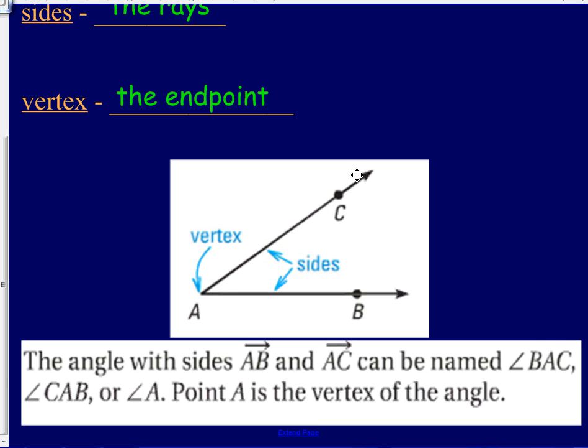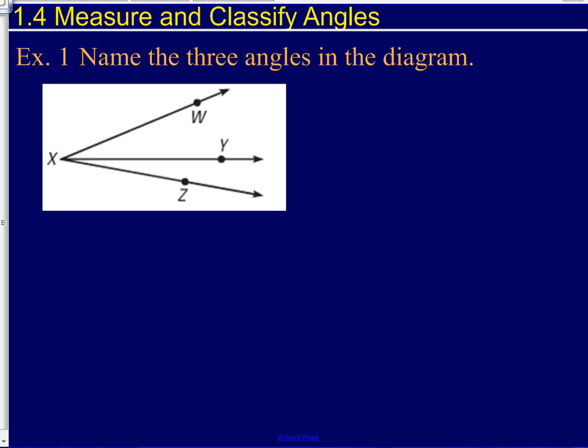So we have the angle, which in this case the angle can be named BAC, CAB, or angle A, as it says down here, and this is how you would write those angles. They are made up of two different sides, which could be ray AC and ray AB, and the vertex is at point A, so it's when those two rays meet. Okay, this should all be review for you, but just to go through it.